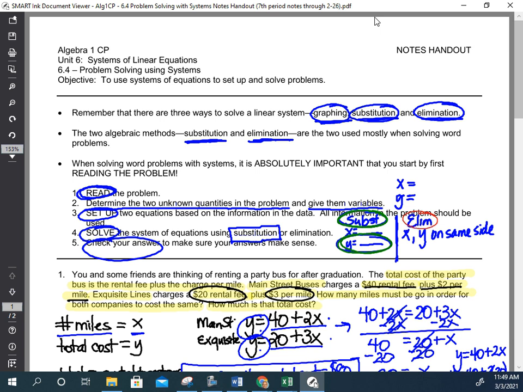Set up the two equations, solve the two equations, and then check your answer. So remember, when we're solving it, we're either using substitution or elimination. Substitution is when you have X by itself or Y by itself. Elimination is when you have X and Y on the same side. So if that's one place you've been getting stuck, substitution: X equals or Y equals. Elimination: X and Y are on the same side.